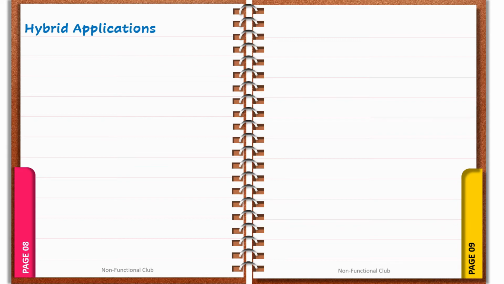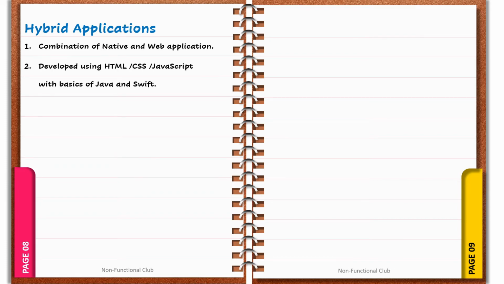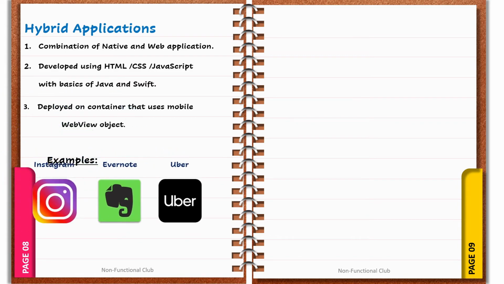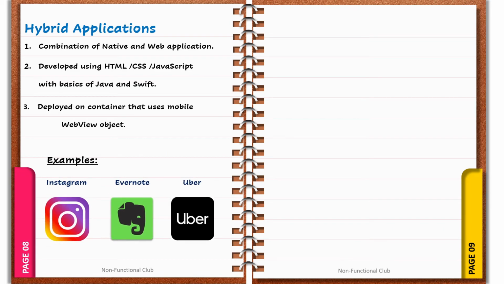Now let's have a look in hybrid applications. This application is combination of native and web applications. It uses same web technologies to develop like HTML, CSS or JavaScript with some additional knowledge of languages like Java for Android and Swift for iOS. These sites are usually developed on containers which uses the WebView objects. Let's see some examples. So real-time examples are Instagram, Evernote, Uber.